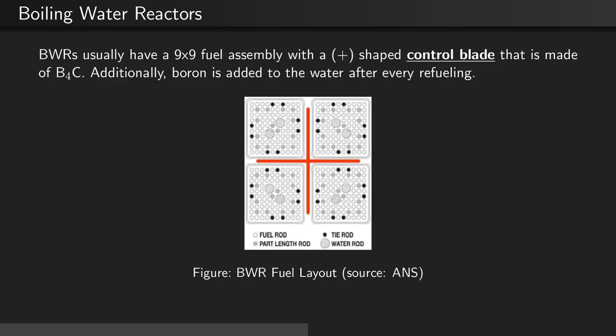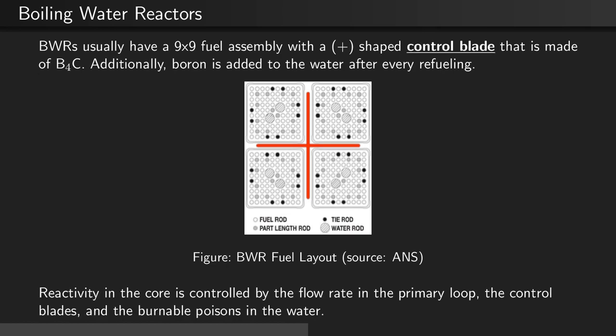BWRs usually have a 9x9 fuel assembly arrangement with a plus-shaped control blade that separates each of the fuel assemblies. This control blade is made of boron carbide. Additional boron is added to the water after every refueling. Reactivity in the core is therefore controlled by the flow rate in the primary loop, the level of insertion of the control blades, and the number of burnable poisons in the water.